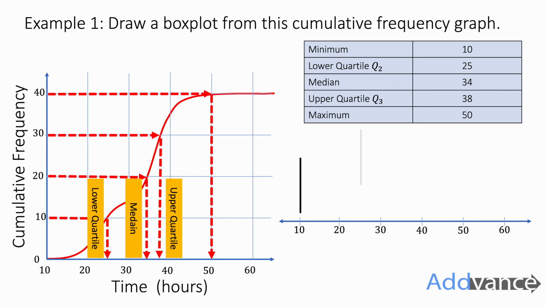On a number line, it will look like this. The minimum is 10, the lower quartile is 25, the median is 34, upper quartile is 38, and the maximum is 50. This is what our box and whisker plot looks like, our box plot looks like.